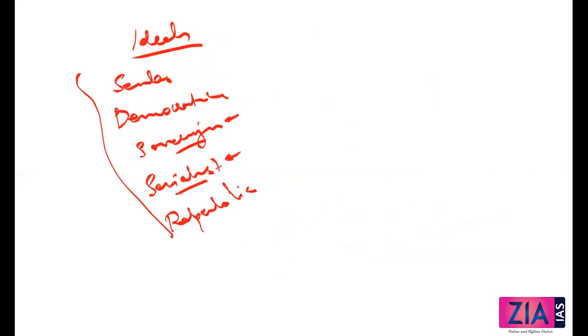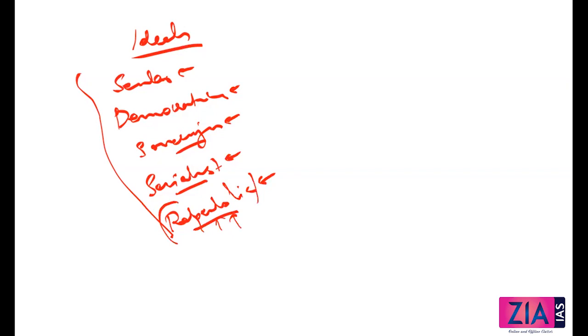Everything you can read from Lakshmikant. And what do you mean by republic? We have an elected government, right? So not a monarch. That is what a republic is. Yeah, an elected head is there.